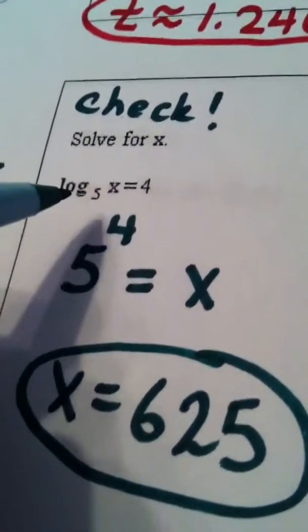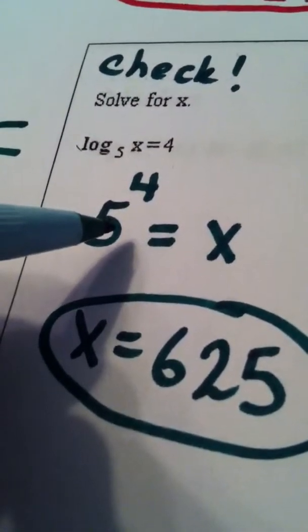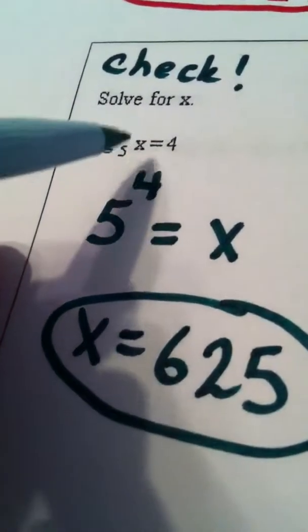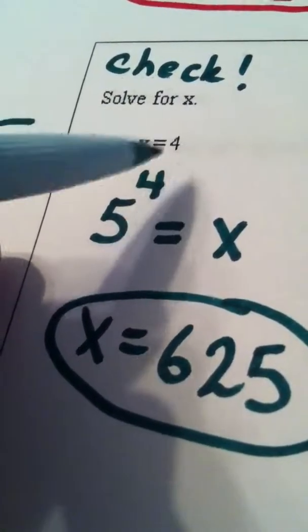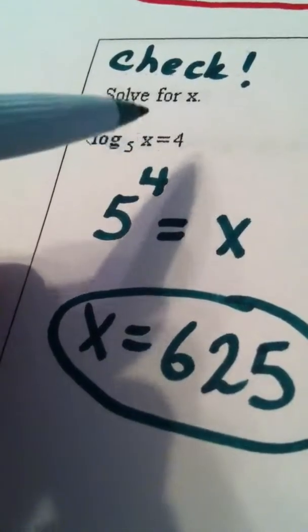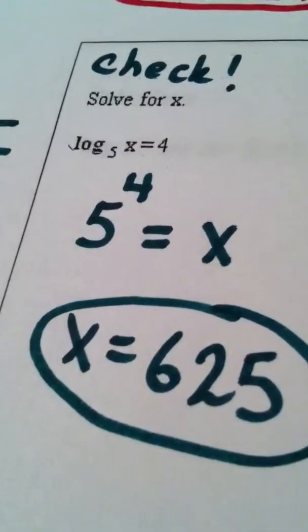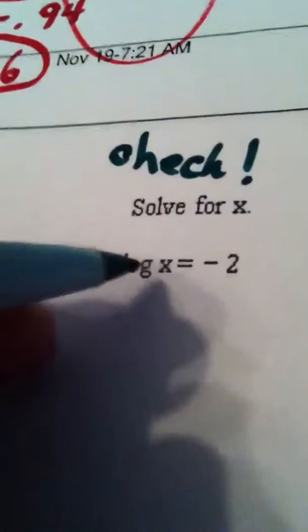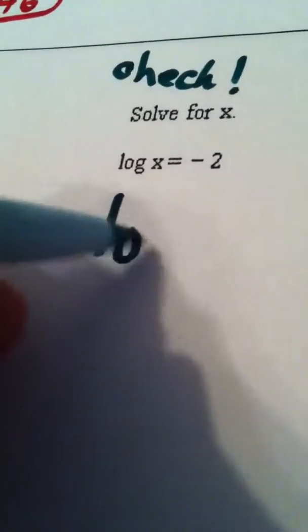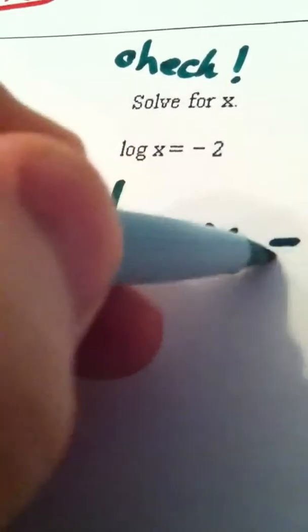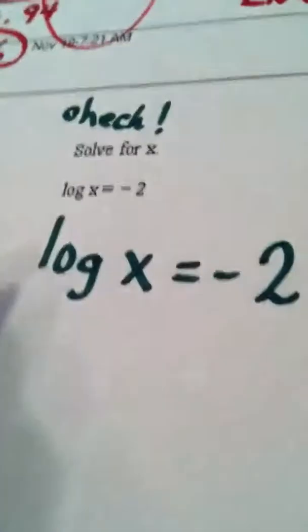So what do you do with a log equation? You convert it into exponential form, and then at the end you make sure that you're not violating the restriction that you have in domain when you're dealing with log equations. All right, let's look here. I see the log of x is equal to negative 2.